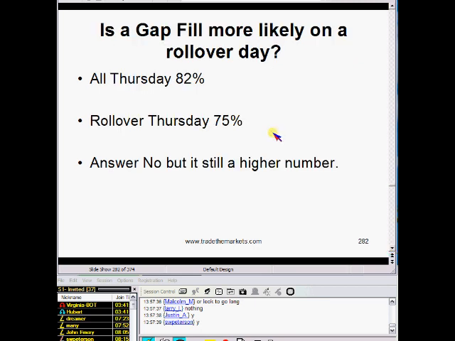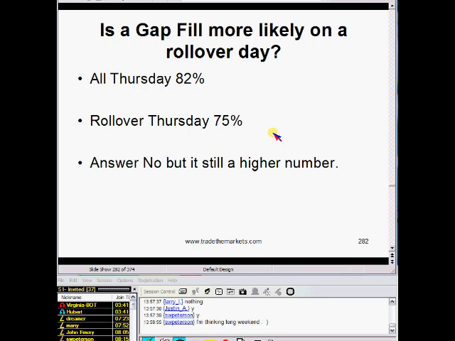Is a gap fill more likely on a rollover day? All Thursdays are 82%. Rollover Thursday is 75%. Answer is no, but it's still high. But you could play it depending on if it's in your plan. I'm thinking long weekend, right?